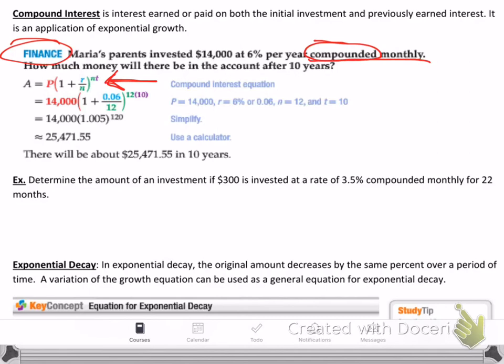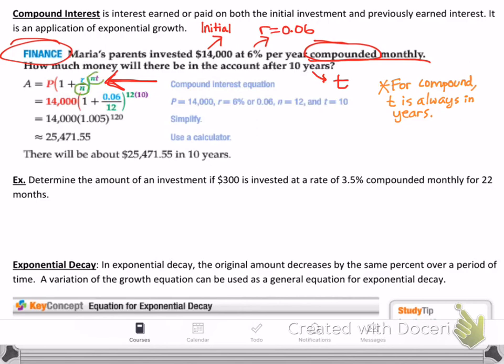Now, it's kind of the same thing. 14,000 is my initial amount. 6% is my rate, and again, it has to be in decimal form. And then 10 years is my time. Now, I'm going to tell you that for compound interest, your time will always be in years. Now, my formula looks very similar, right? There's an initial amount, there's still my 1 plus r over n, now the only new thing that we have is this n raised to the n times t.